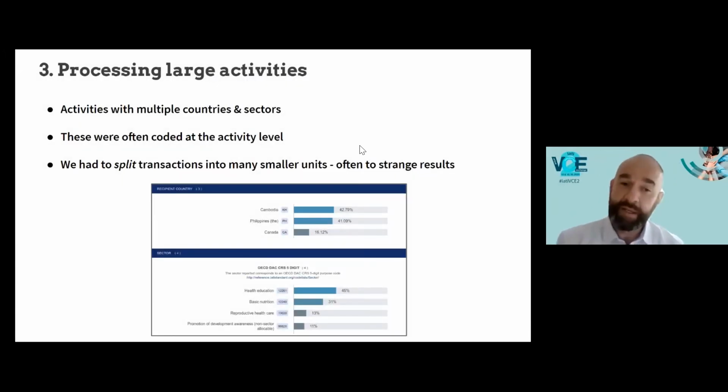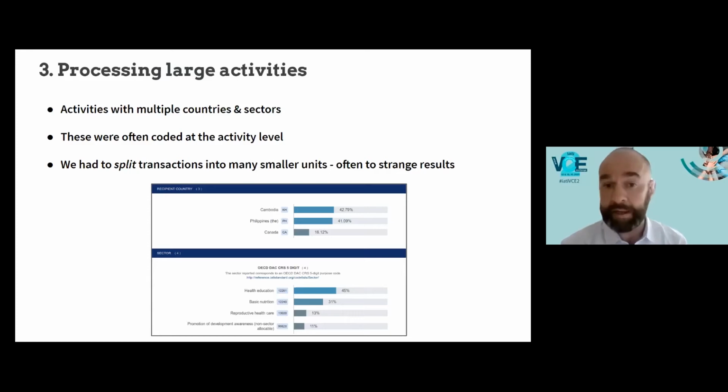The third one would be around the depth, the amount of data that we would find when an organization had created an IATI activity that would have, for example, 3 countries and 4 sectors. And often when this type of data was held at the activity level rather than at the transaction level, what we would do with the project, we would split up all the transactions that were published into the various pieces that were given in the activity. So here we've got health at 45%, basic nutrition 31%, etc., etc. And we'd have to split up every transaction accordingly.